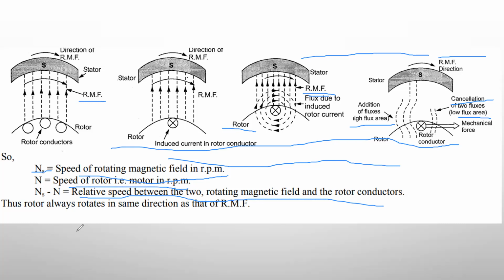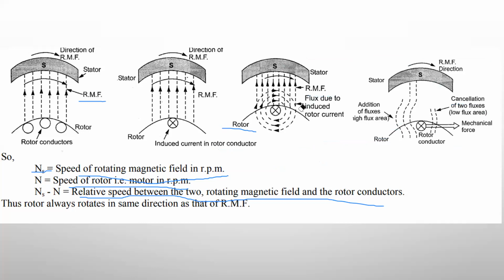So it is mandatory. Then only the machine will become self-starting. Otherwise, if both are at the same speed, it will stay in the standstill condition only. Speed will become 0. Rotor speed will become 0. This way, it becomes a self-starting machine.